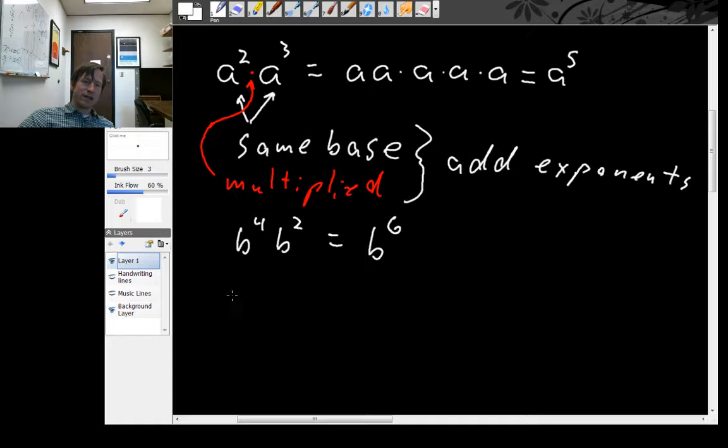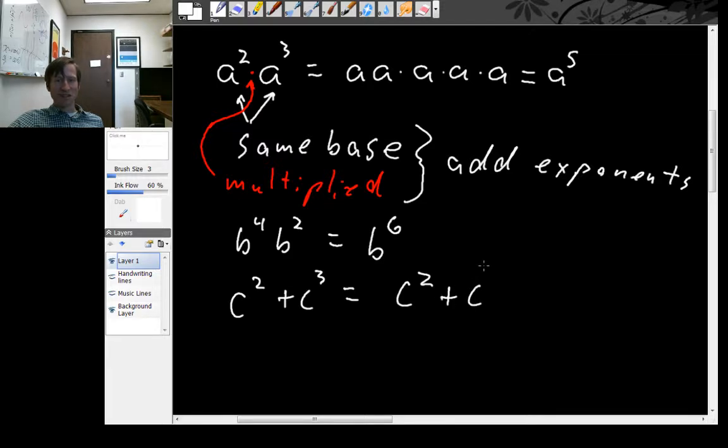Okay, let's look at another example. How about, say, c squared plus c to the 3rd. Okay, so the bases are the same, they're both c, but these are being added, not multiplied. And if they aren't being multiplied, this expansion trick that we did at the beginning doesn't work. So we actually can't combine these. There's nothing we can do to simplify these. We just have to leave them alone. So it's c squared plus c cubed, and there's nothing we can do with that to make it any simpler. Okay? So you can add the exponents when you have the same base and when the two parts are multiplied.